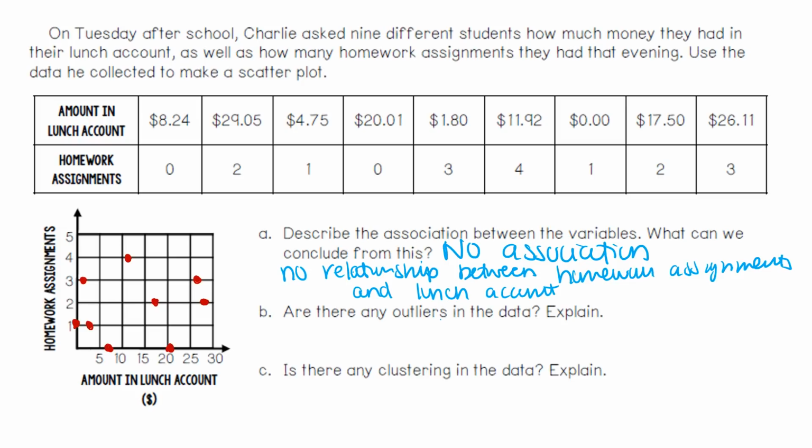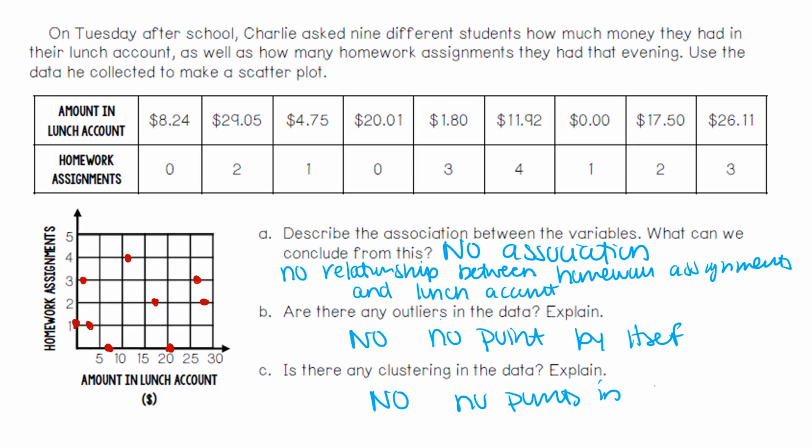For part B, are there any outliers? No, because no point is completely by itself. And then is there any clustering? Again, no, because there is no point in a group. There are a couple that are side by side, but they're not in a large group.